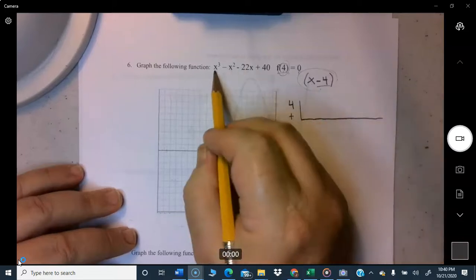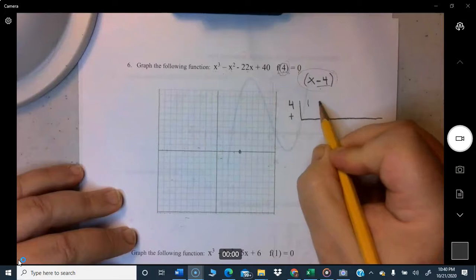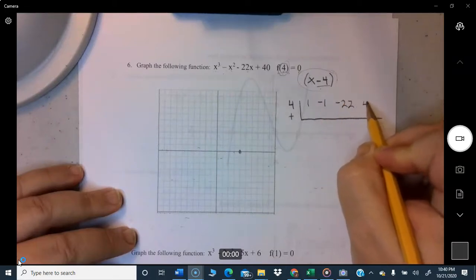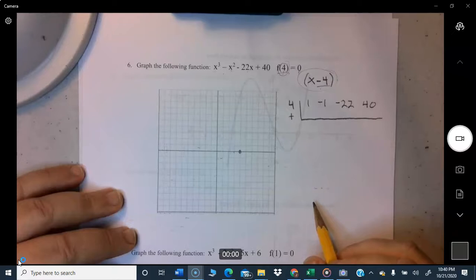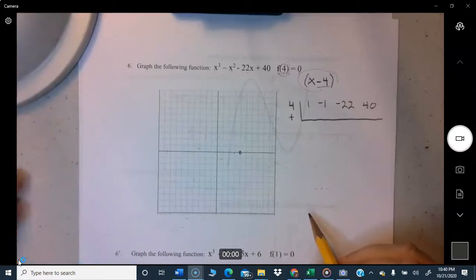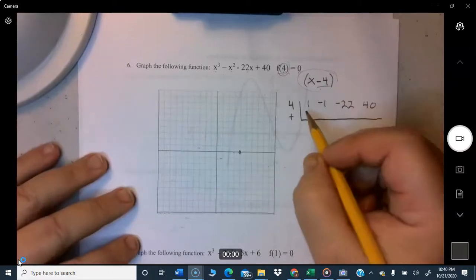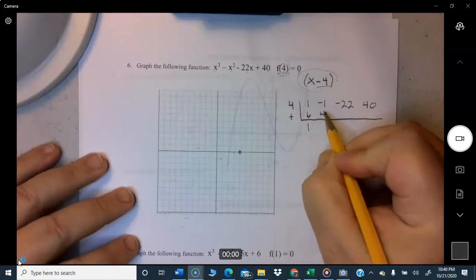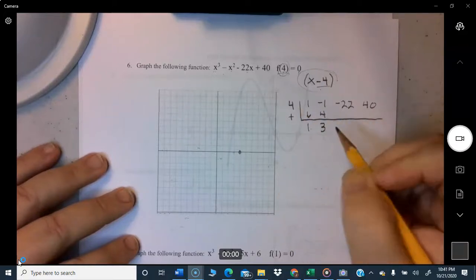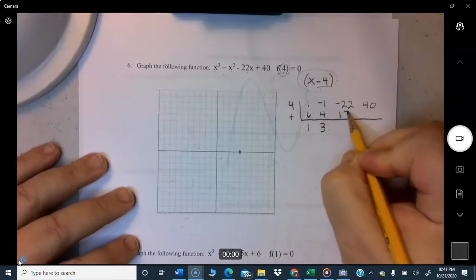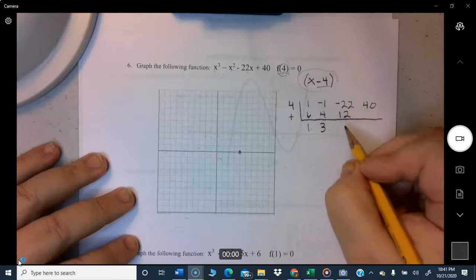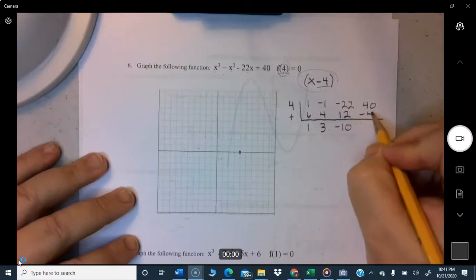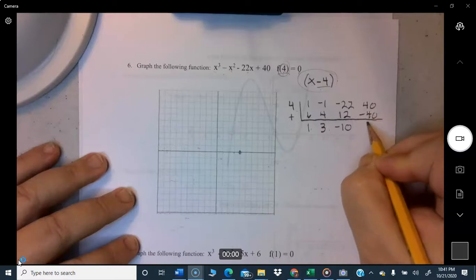And then we take the coefficients. 1, negative 1, negative 22, and 40. Okay. And we pull the 1 down. 4 times 1 is 4. Negative 1 plus 4 is 3. 4 times 3 is 12. Negative 22 plus 12 is negative 10. 4 times negative 10 is negative 40. 40 minus 40 is 0.